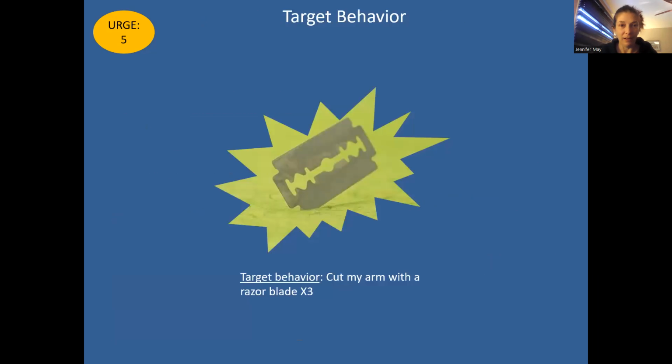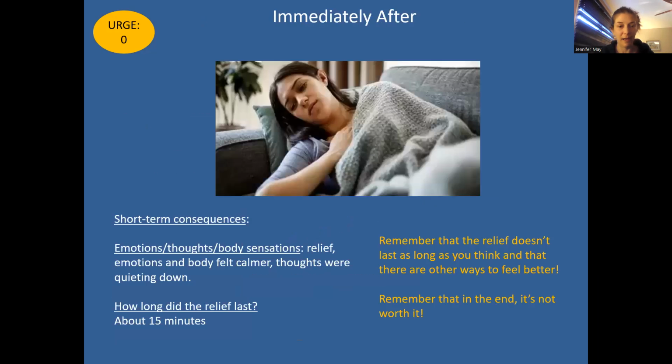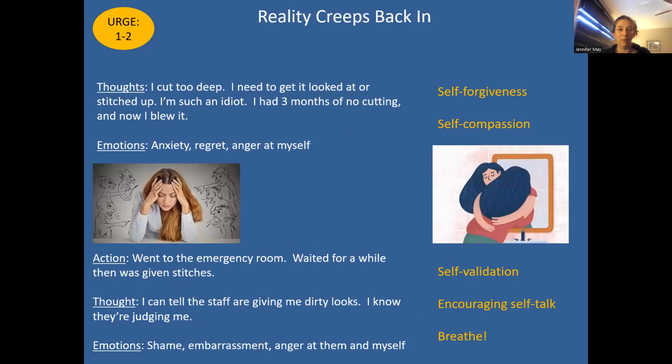All right. So next, the target behavior happened. Then immediately after, feeling some relief. But reminding yourself that the relief only lasts a short time and it may not have been worth it. Maybe I could still work on other ways to feel better, and this wasn't the best solution. And then afterwards the reality creeps back in and I'm feeling worse again.